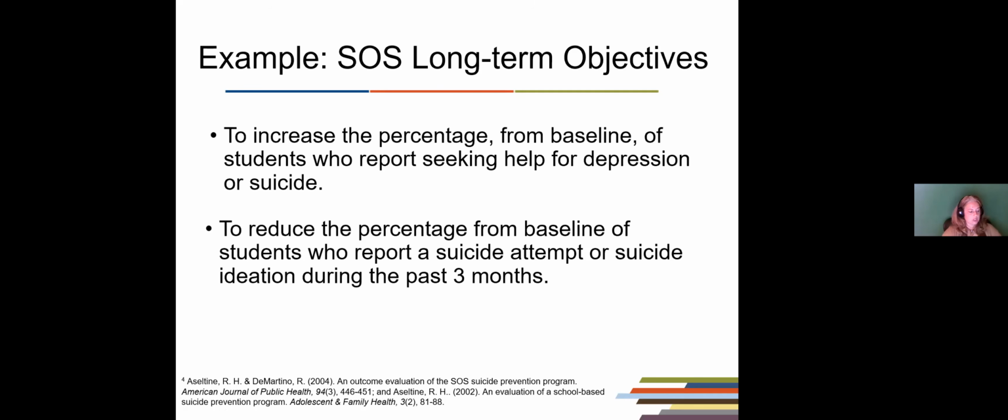So you can see how these short and long-term objectives are related to their risk and protective factors that we identified earlier. And if you recall, the risk factors included suicidal ideation, depression, lack of understanding or awareness of signs of suicide, and reluctance to seek help. And so that's how everything is tied together. By focusing on those risk and protective factors with the short term, then we can get to the point with our long term where we're actually reducing those percentages in terms of suicide attempts.